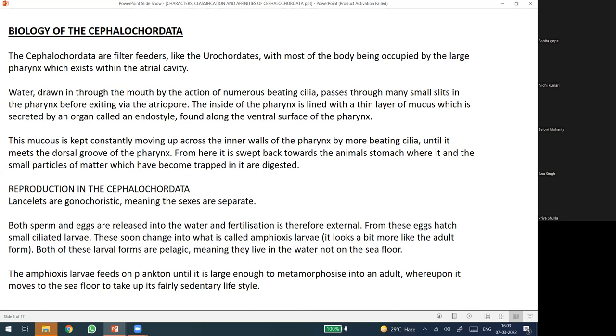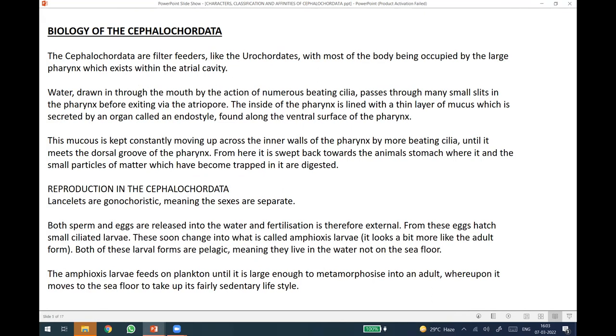The other characters of the cephalochordates are, they are filter feeders like urochordates, with most of the body being occupied by the pharynx, which exists within the atrial cavity. Water drawn in through the mouth by the action of numerous beating cilia passes through many small slits in the pharynx before exiting via the atriopore. The inside of the pharynx is lined with a thin layer of mucus, which is secreted by an organ called the endostyle, found along the ventral surface of the pharynx. Mucus is kept constantly moving up across the inner wall of the pharynx by more beating cilia until it meets the dorsal groove of the pharynx. From here, it is swept back towards the animal's stomach, where it and the smaller particles of matter which have become trapped in it are digested.